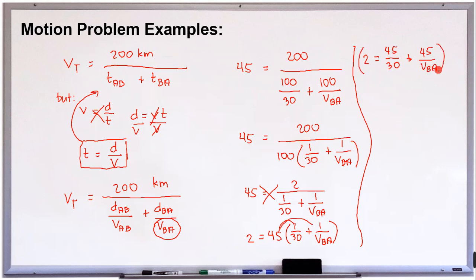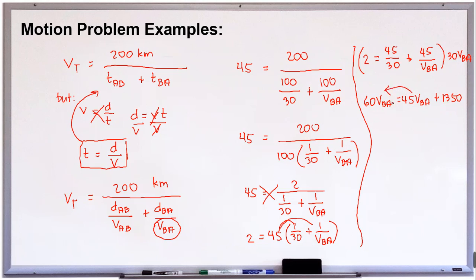Now, in order to eliminate the fraction, we can multiply both sides of the equation by 30 VBA. Okay, so multiplying this one to each of the terms in the equation, that would be 60 VBA is equal to 45 VBA, then plus 45 times 30, that would be 1350. So 1350, that is the product, no, for the last term.